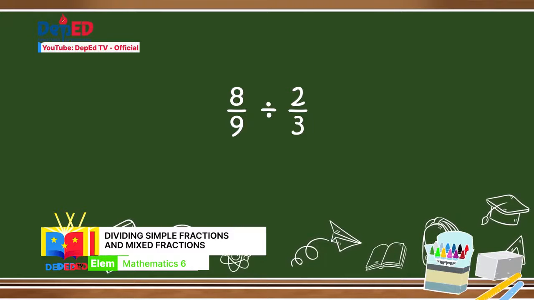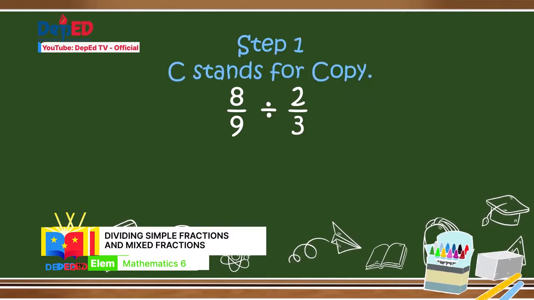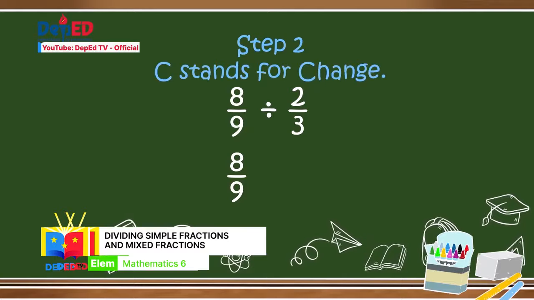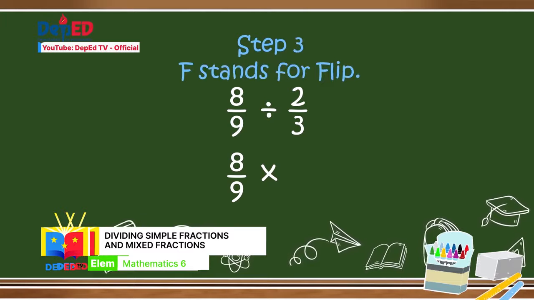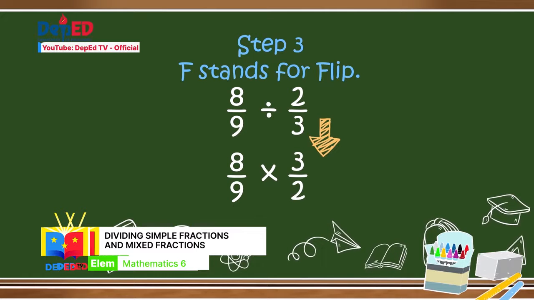8/9 divided by 2/3. Step 1. C stands for copy. Copy the given dividend, 8/9. Step 2. C stands for change. Change the operation to multiplication. Step 3. F stands for flip. Get the reciprocal of the divisor by flipping its numerator and denominator. The reciprocal of 2/3 is 3/2.